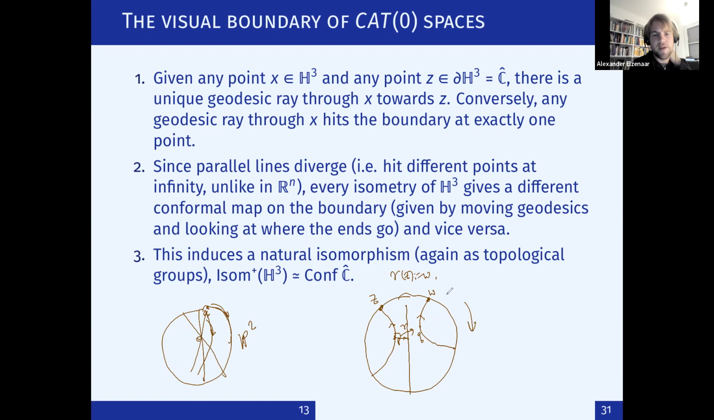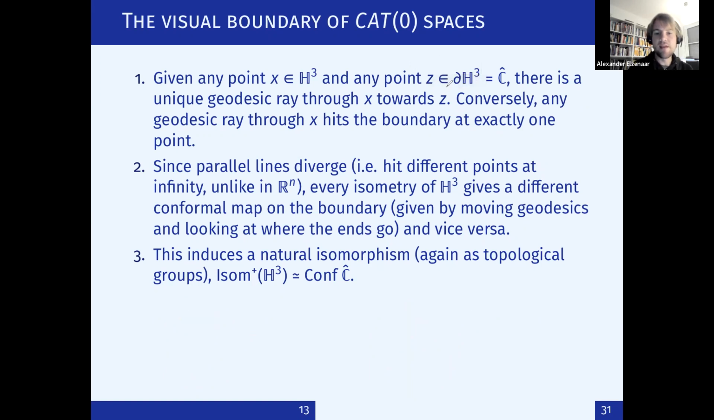And this is a general thing about CAT(0) spaces, so negatively curved metric spaces, or non-positively curved metric spaces. If you take a non-positively curved metric space, you can look at its visual boundary and you get a natural action on the visual boundary, but you can't always go backwards unless your space is strictly negatively curved. And this gives us a natural isomorphism between the isometry group of H3 and the group of conformal maps of the boundary, which is the normal Euclidean sphere.